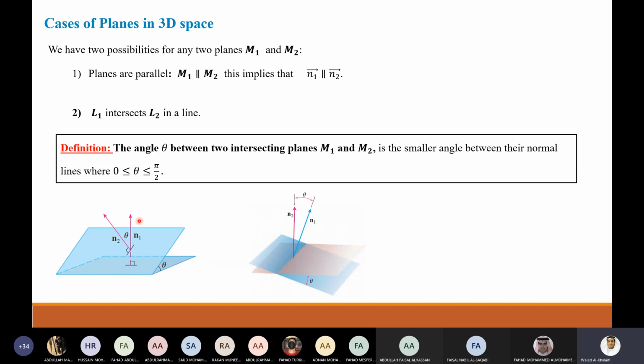Now we have the line. We have these two normal vectors. Tell me what is the relation between this line and one of these normal vectors? Perpendicular. Yes, perpendicular. Nice. The line is perpendicular to N1. The line is also perpendicular to N2. Okay. How to find a vector parallel to that line?